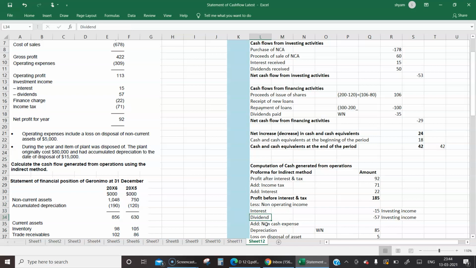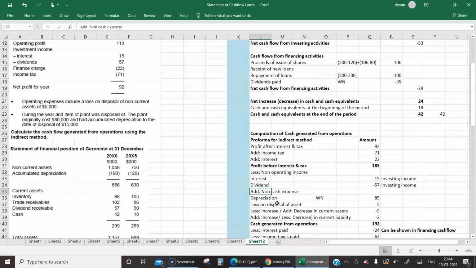And we had some non-cash expenses, so depreciation might be there. Loss on disposal of asset is clearly given in the question itself. So we added that back, and then we have to work out current assets and current liabilities. So that also we could work out.